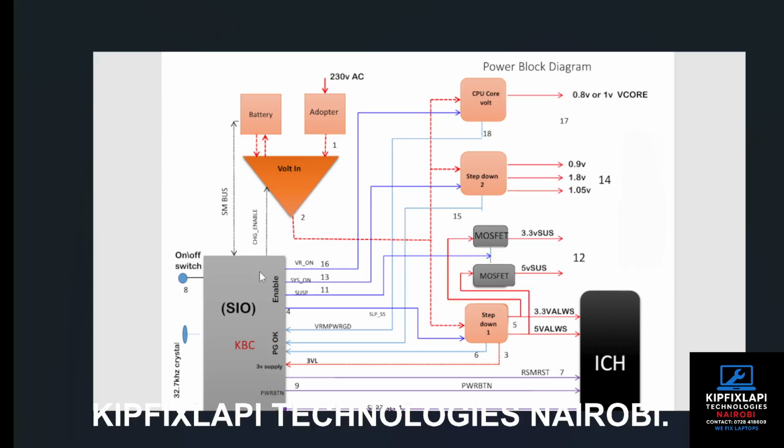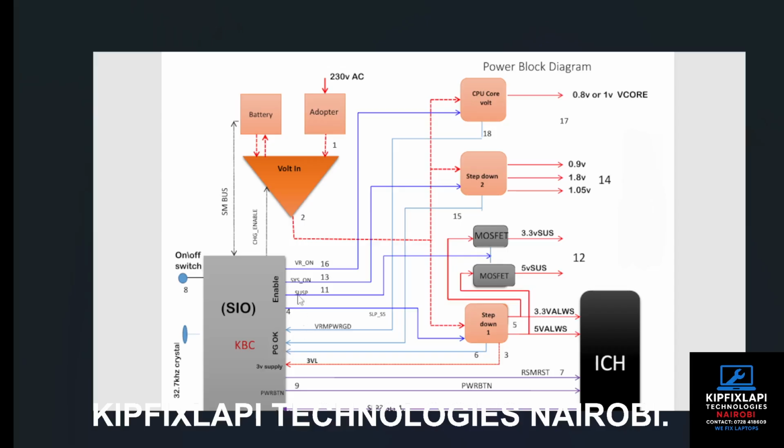Sorry. So I believe you can see this one. This is called charging enabled, and here is called SM bus. This SM bus carries signals coming from the SIO towards the battery, and we still have signals coming from the battery towards the SIO. That's why this arrow has two arrowheads. It has arrows on both sides, because we need signals going towards the battery and others coming from the battery. This SM bus does the communication between the battery and the main motherboard through the SIO.